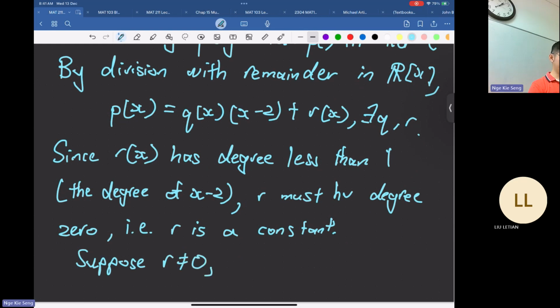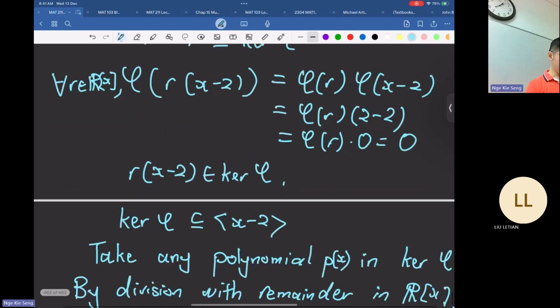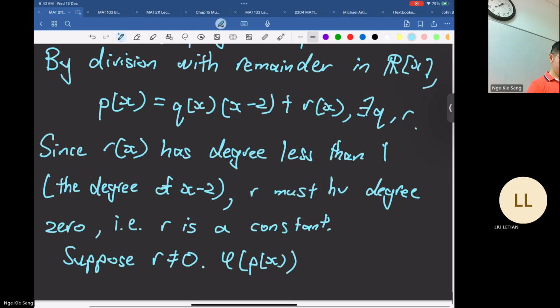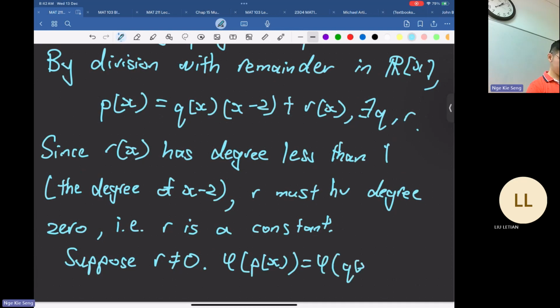Suppose R is not 0. What happens to phi? You want to use phi. What happens to phi applied to P(X)? It becomes phi of Q(X) times (X minus 2) plus R, right? Then phi is a homomorphism, so I can split all the terms out.